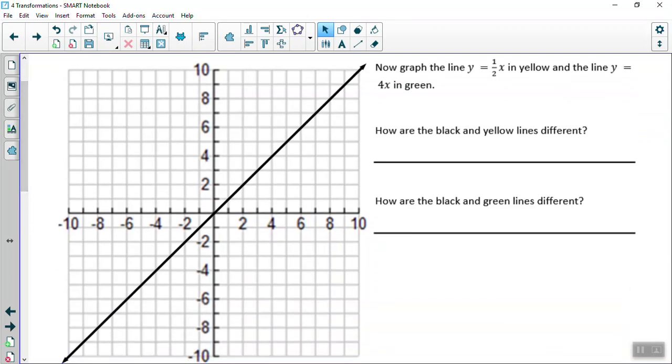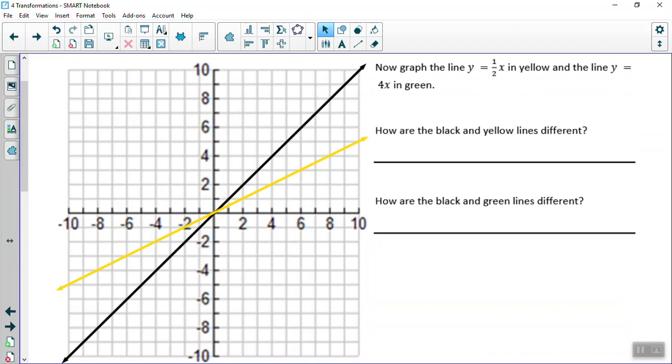Now, in yellow, I'm going to graph the line y equals 1/2 x. Okay, so now my slope is different. Now I have a slope of 1/2, but I still don't have a y-intercept. So I'm going to start at 0, and this time I'm going to go up 1 over 2. And I can keep following that pattern, up 1 over 2, to get some more points so I can get my line graphed. So now I've got this line.